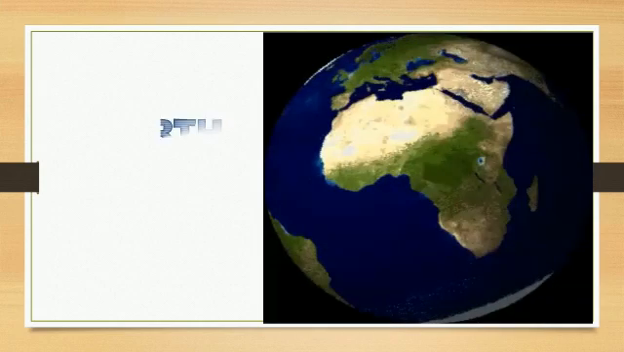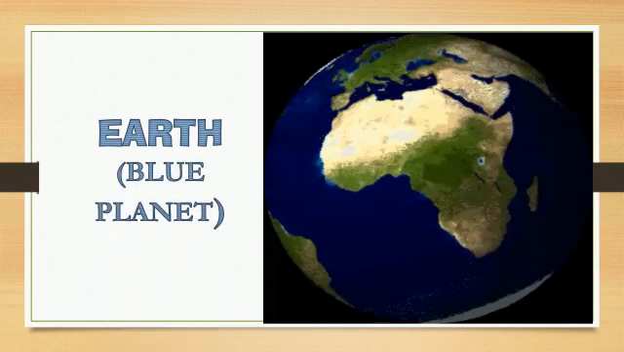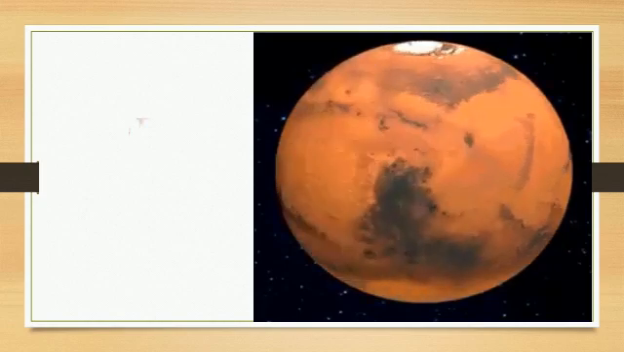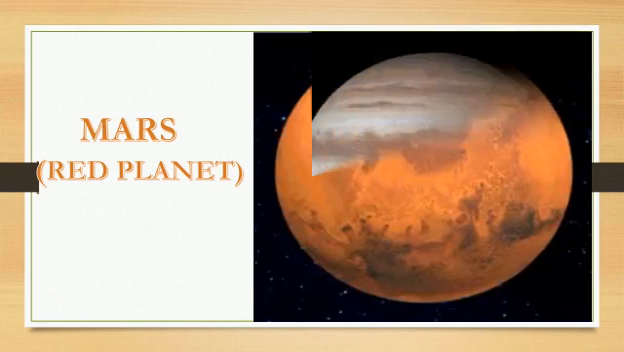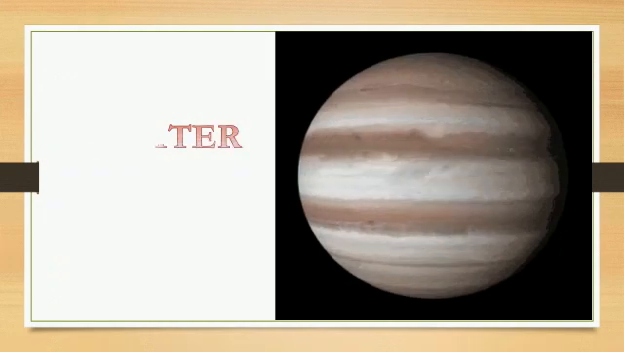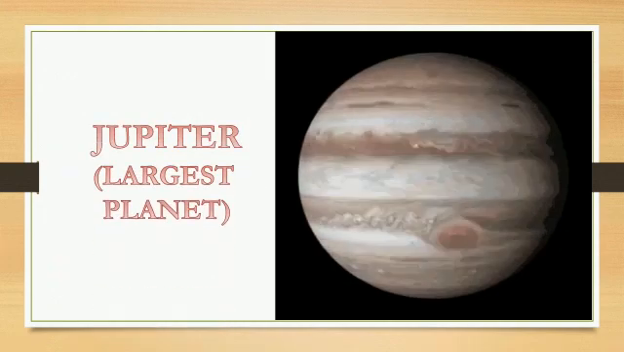Our third planet is the Earth. As you all know, Earth is a unique planet as it has life on it. It is also known as the blue planet. Our fourth planet is Mars. Mars is also known as the red planet. Our fifth planet is Jupiter. Jupiter is the largest and the biggest planet of the solar system.